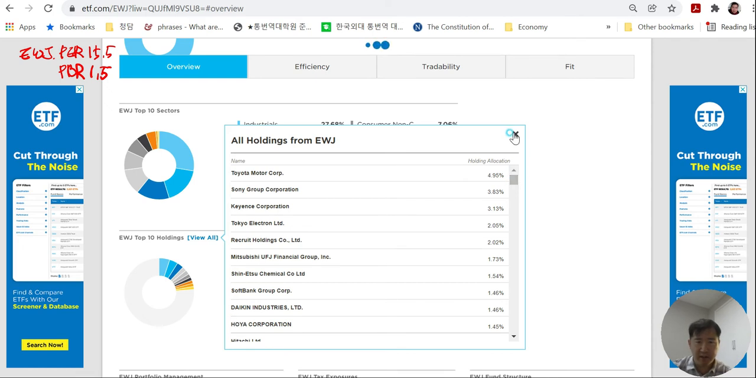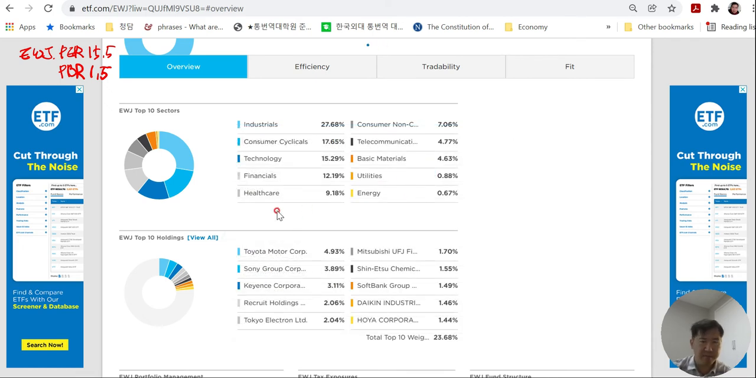So still they're comparatively more tilted to legacy industrial industry, and we can see SoftBank, Keyence, Recruit Holdings, Tokyo Electron trying to go for the cutting edge new technologies, right?